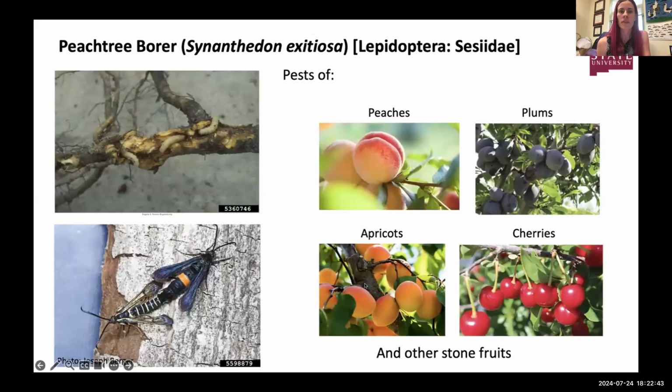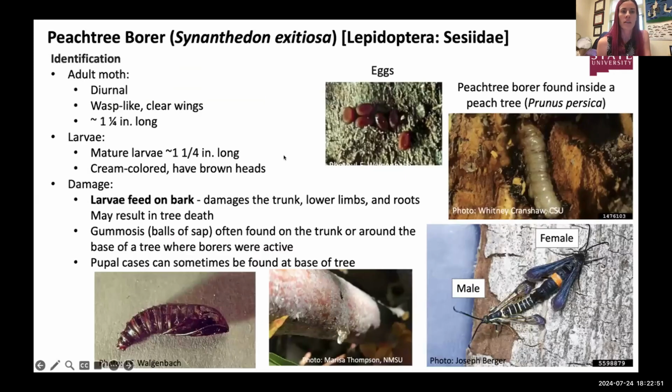Peach tree borer. This is a very serious pest of peaches, plums, apricots, cherries, and other stone fruits. They're pretty distinctive looking. The adults are pictured here. The males and females mimic wasps, meaning they look like a wasp, but they're not a wasp. They can't sting you. It's just a defensive thing so that predators don't mess with them.